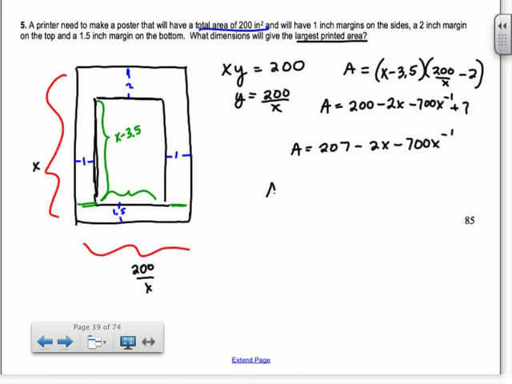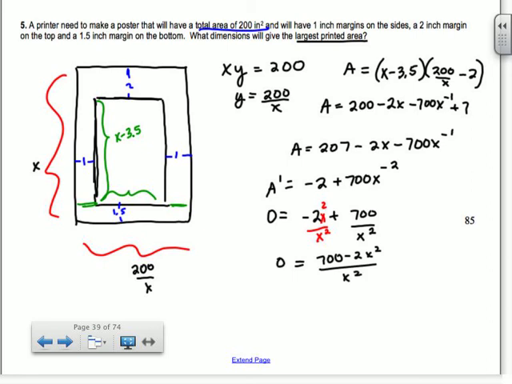Okay, take the derivative. So A prime equals, derivative of 207 goes away, derivative of negative 2x is negative 2, derivative of negative 700x to the negative 1 is plus 700x to the negative 2. Set it equal to 0. Okay, when you have denominators, go ahead and get common denominators. So multiply the negative 2 by x squared over x squared. So I get 700 minus 2x squared over x squared equals 0.